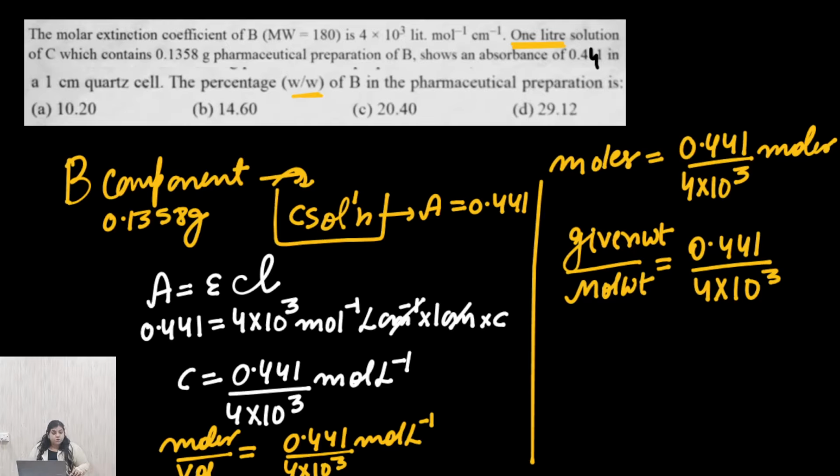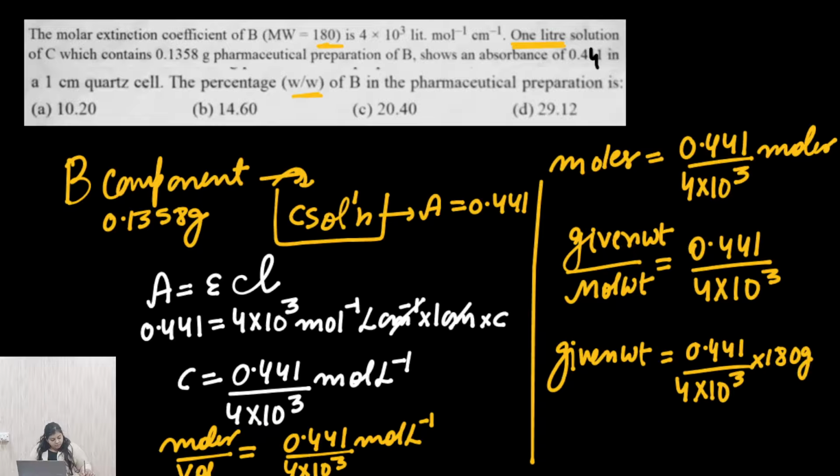Now we know the molecular weight of the component B that they are adding, which is 180 grams per mole. So that means the given weight is going to be equal to 0.441 upon 4 into 10 raised to the power of 3 into 180 grams per mole. This mole and per mole will get cancelled out. So the given weight you can find out, which you will get as 0.019 something. So these many grams.